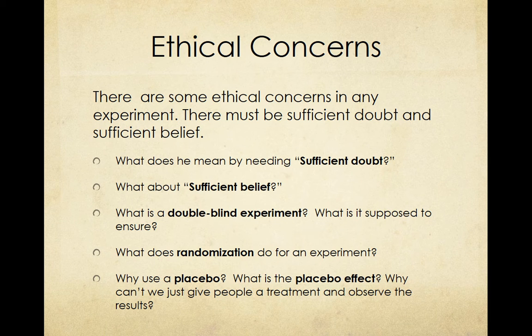It allows us to minimize or control the lurking variables. If something happens to one group, it's equally likely to happen to another group if there were multiple ones. And we talked about the placebo effect. So we can't just give you a treatment and observe, because there might be something else that happens.